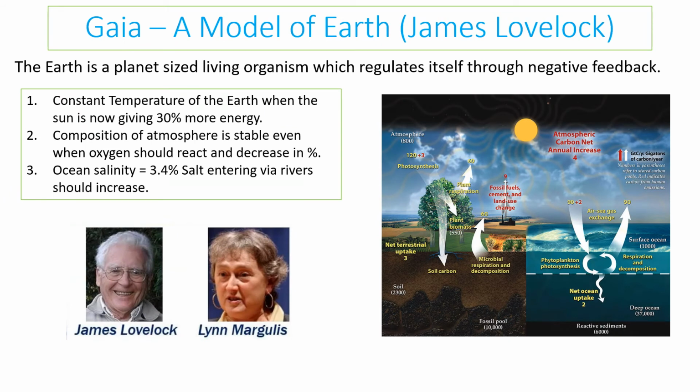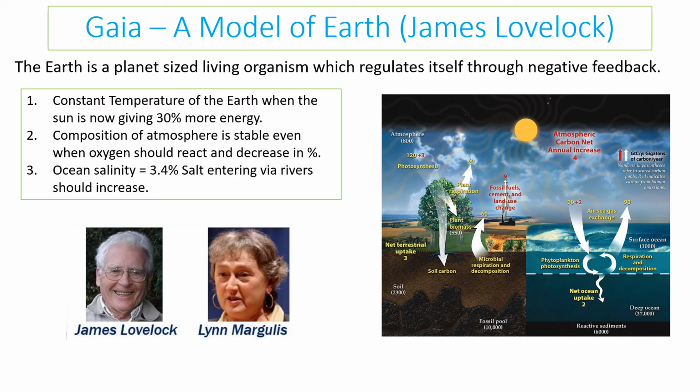So one model of the Earth which has got a lot of fame to it and has been generally accepted is the Gaia theory, or the Gaia principle, which was created by James Lovelock and then supported by another respected scientist, Lynn Margulis. What James Lovelock said is that the Earth is actually a planet-sized organism which regulates itself through negative feedback.